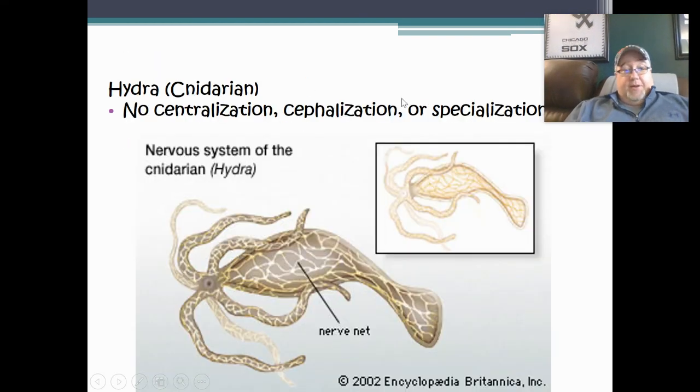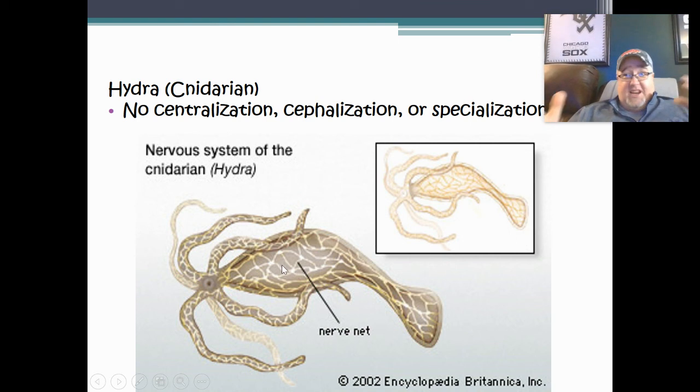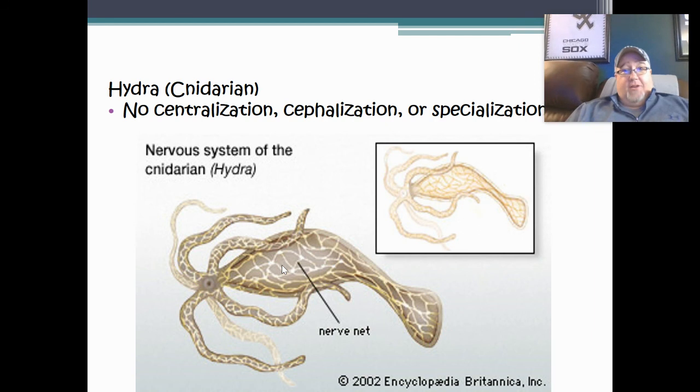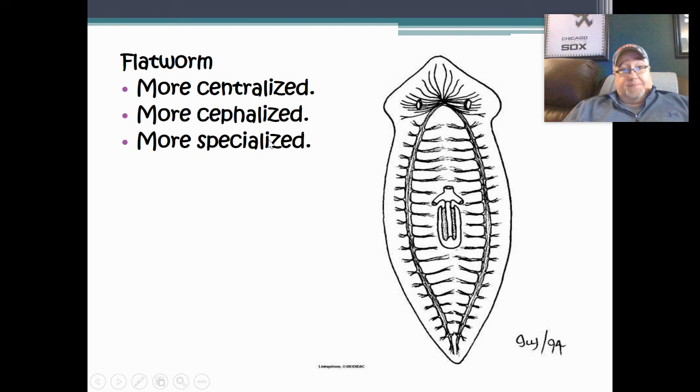So, this animal here is a very simple invertebrate. This is called a hydra. It's a type of cnidarian. Cnidarians are not centralized. They do have nerves, but they're just kind of scattered throughout their whole body. They're not very cephalized. They don't have a head, and they're not specialized. They don't have special organs like eyes and ears and things like that. So, simple animals don't have these things.